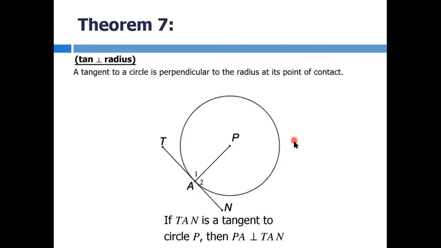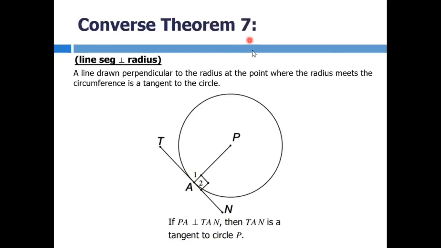Okay, next theorem, tangent perpendicular to radius. Now I've just remembered that I didn't actually discuss tangent with you. A tangent is a line that literally just touches the circle in one point. So if it crosses over completely, that is not a tangent, okay? But if you touch it in one point, so it just touches the circle and carries on straight, that is what we call a tangent, okay?